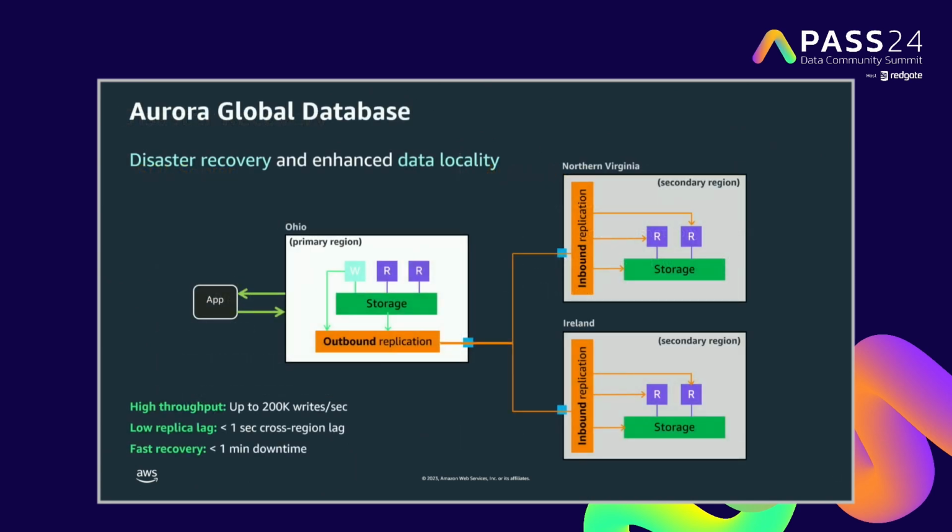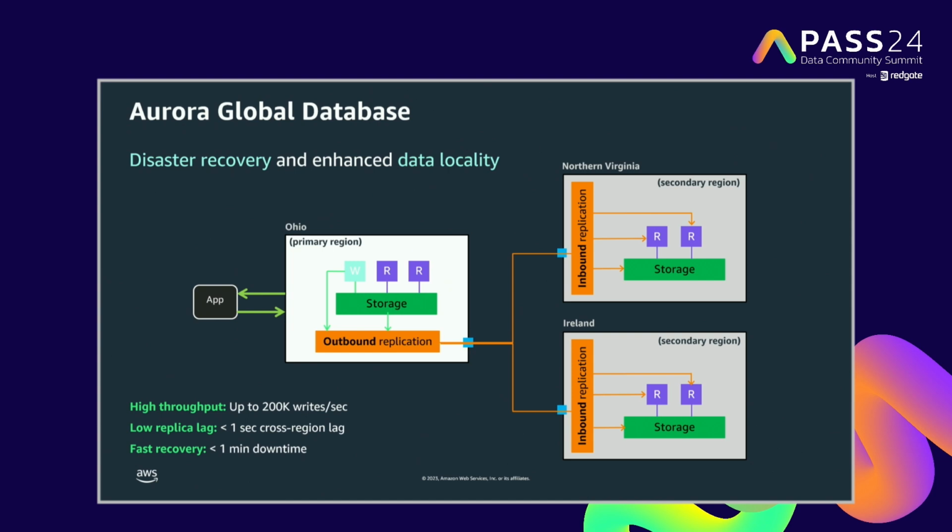Right. So let's have a look at the global database. Here, this is your primary cluster. And let's assume that you want a DR in a second region. Let's assume that this is the US, and this is China, maybe.